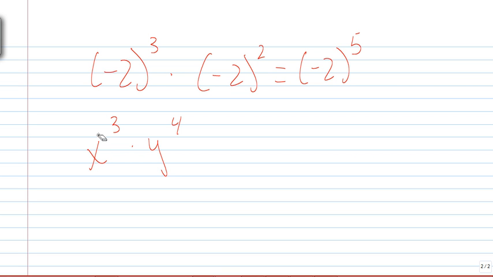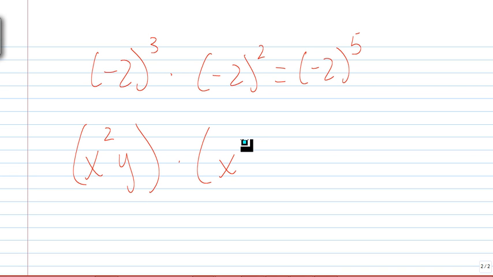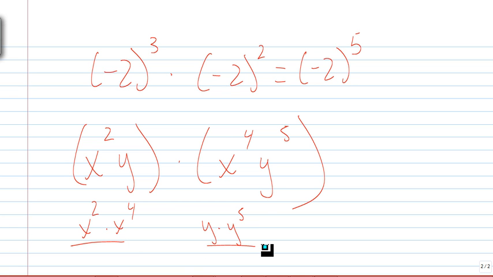But let's say that I had something like this: x squared times y times x to the 4th times y to the 5th. Now, even though they're arranged like this, you still can do it. You can arrange your x's together, so you have x squared times x to the 4th, and you can put your y's together. You have 1y times y to the 5th. Now you can see your groupings, because now you have your two groupings here.